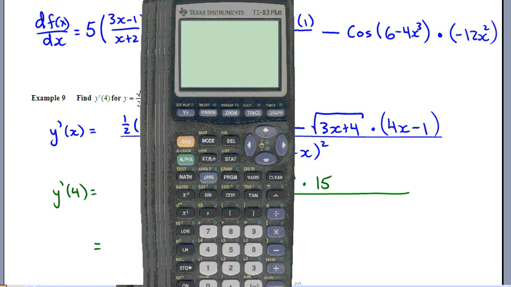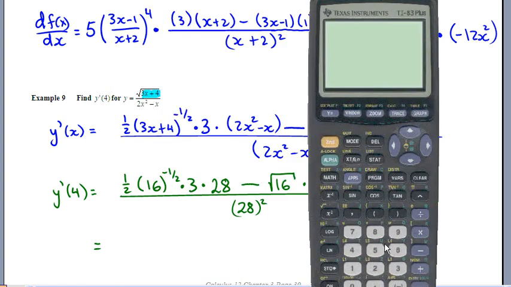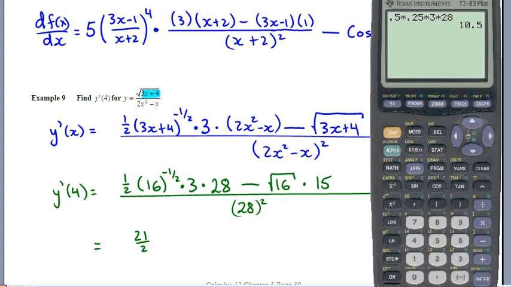I need some help here. I got lost. So 1/2 times 1/4 times 3 times 28. Okay, that's just 21/2. If I can say just. Needed a calculator to get there. And then this next part, 4 times 15. Okay, that's a 60. Okay, great. 60. And all that is sitting on top of 28 squared. 784.